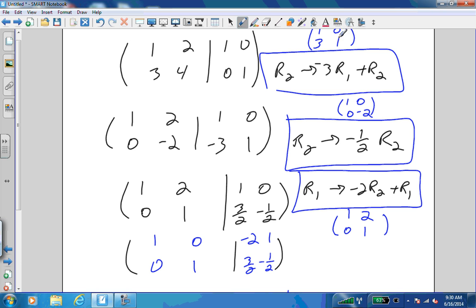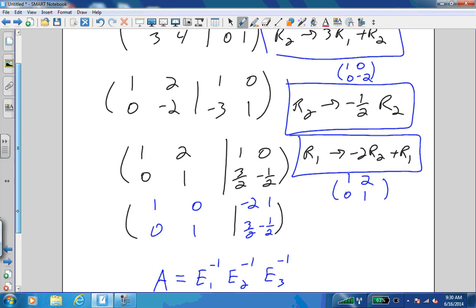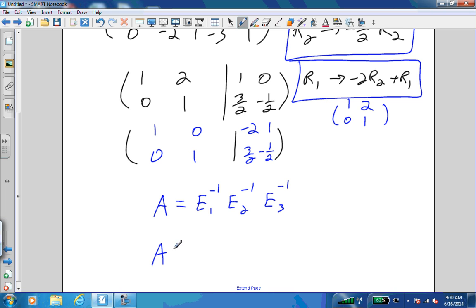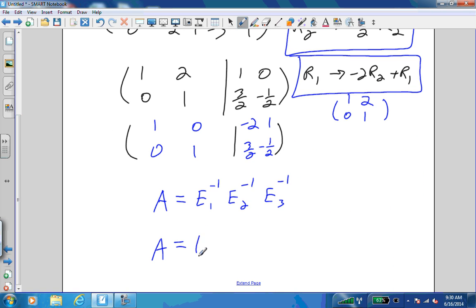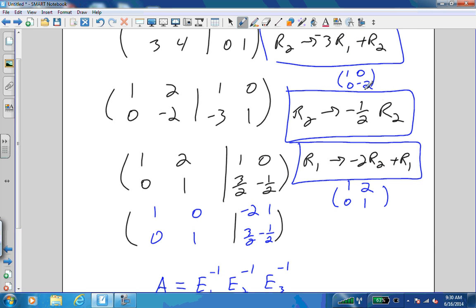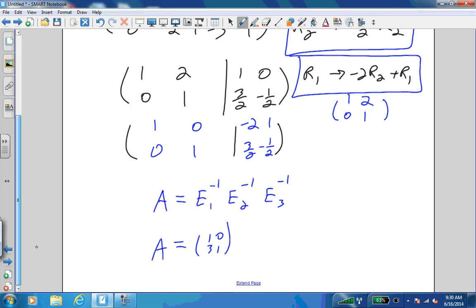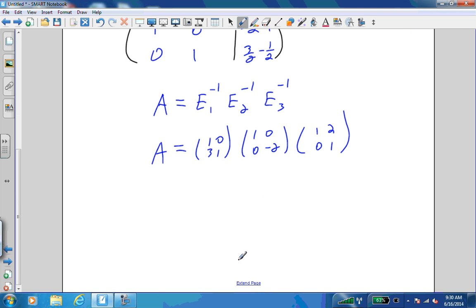So what we wrote were the inverses of these operations. So A should be the inverse of the first one, so 1, 0, 3, 1, times the inverse of the second one. This is the second one, so the inverse was this, 1, 0, 0, -2, times the inverse of the third. This is the third operation. This is the inverse of that. Now, if we were to multiply those out, we should end up with the matrix we started with.